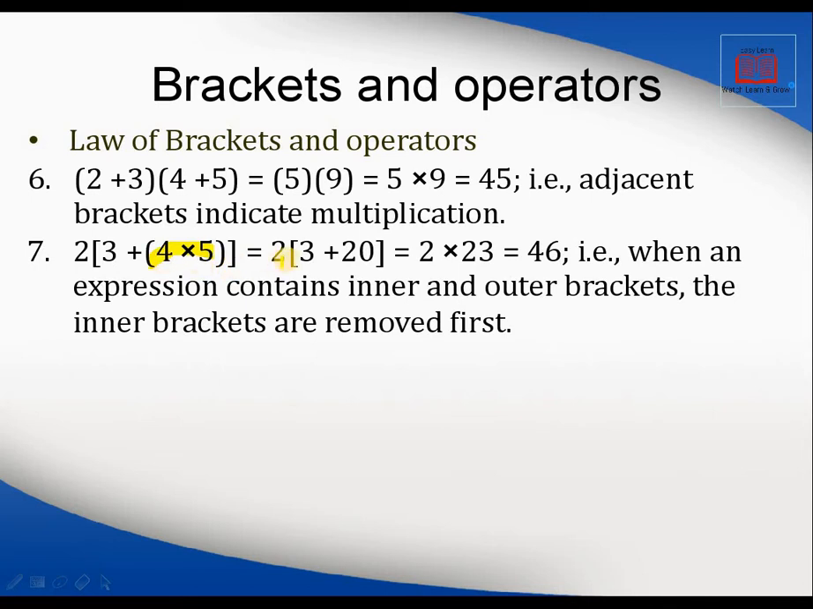This is the way to solve it. 2 as it is, plus 3 as it is. First of all, we are going to solve 5 multiplied by 4, that is 20. The small bracket is removed, and now we solve 20 plus 3, and the outside brackets are removed as well, and now it's very simple.